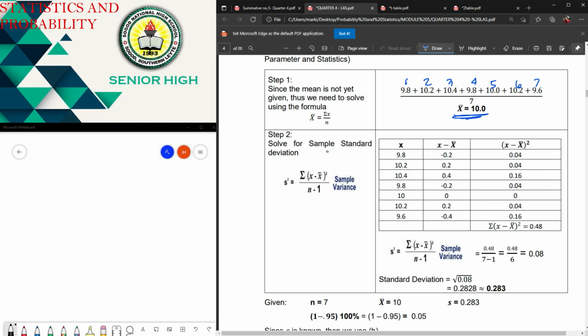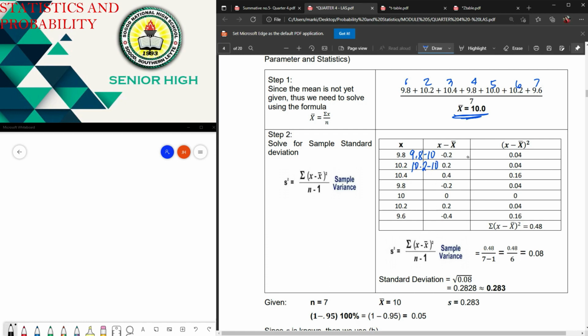Next, solve for the sample standard deviation. We have this formula, so you list all the x's. We have here the table. You are familiar with this because you already did one in your lesson 3. So x, then you subtract your mean, which is 10. Where did we get this negative 0.2? That is 9.8 minus the mean, 10. And 10.2 minus 10 gives 0.2, and so on and so forth.